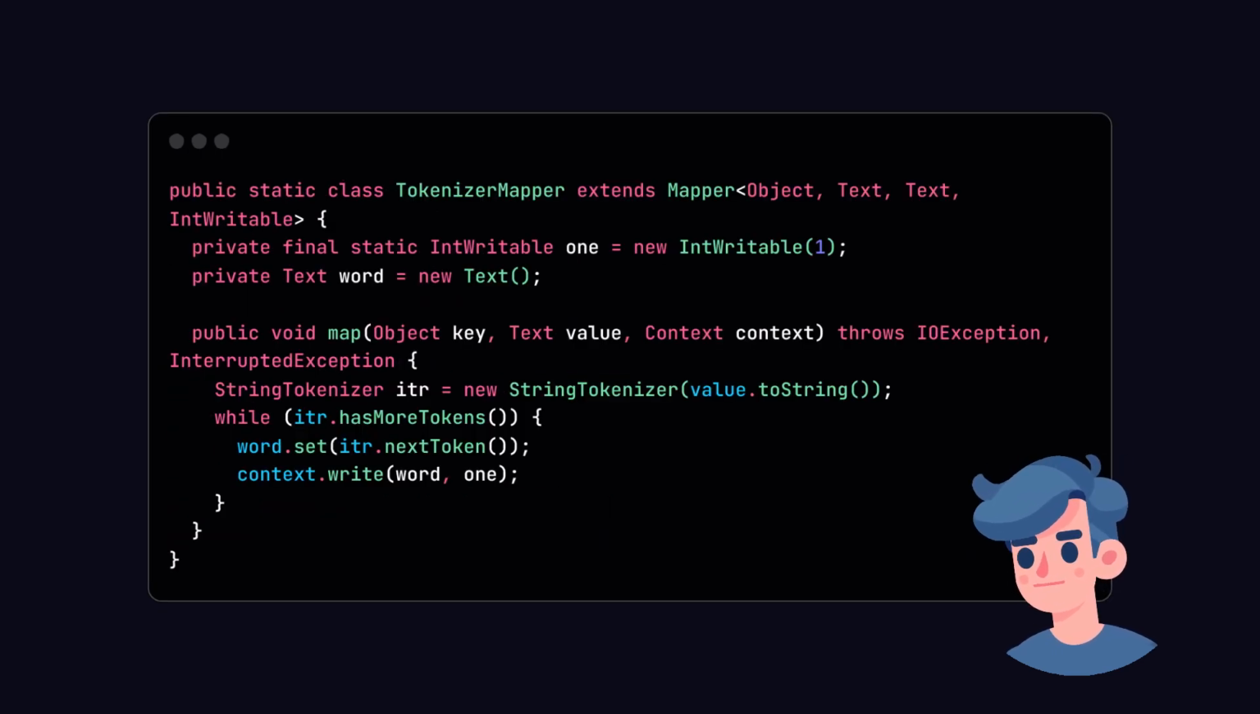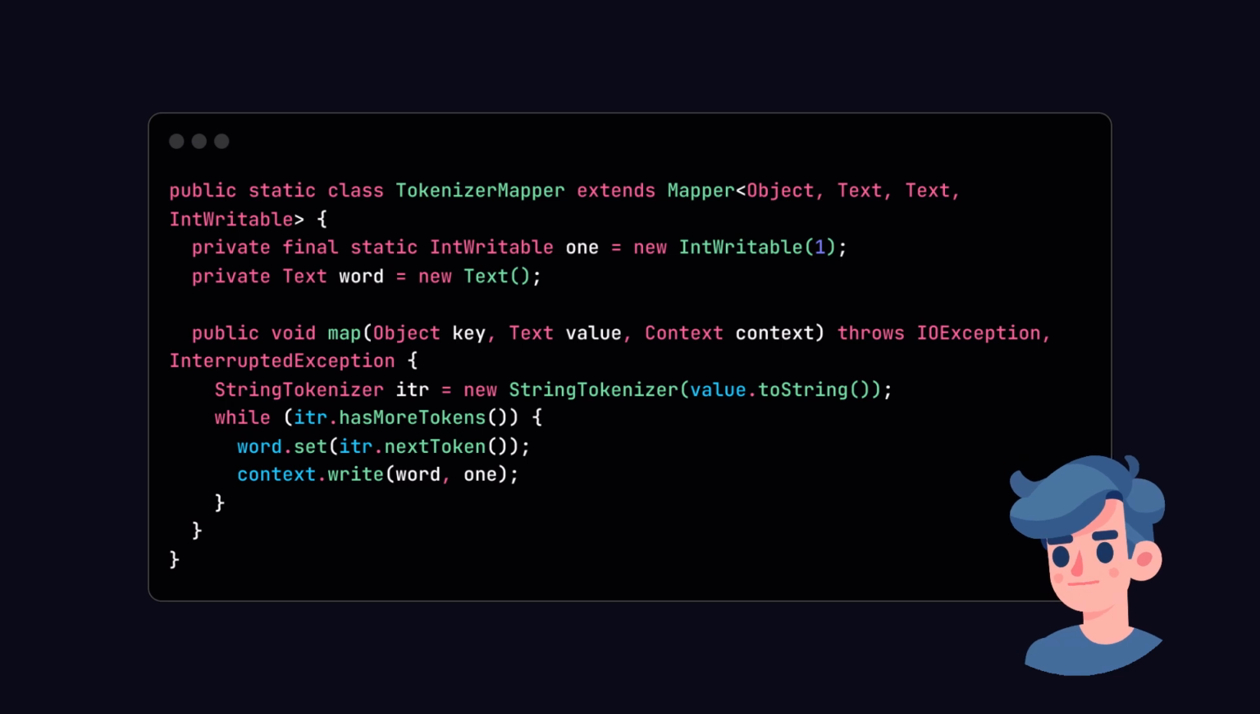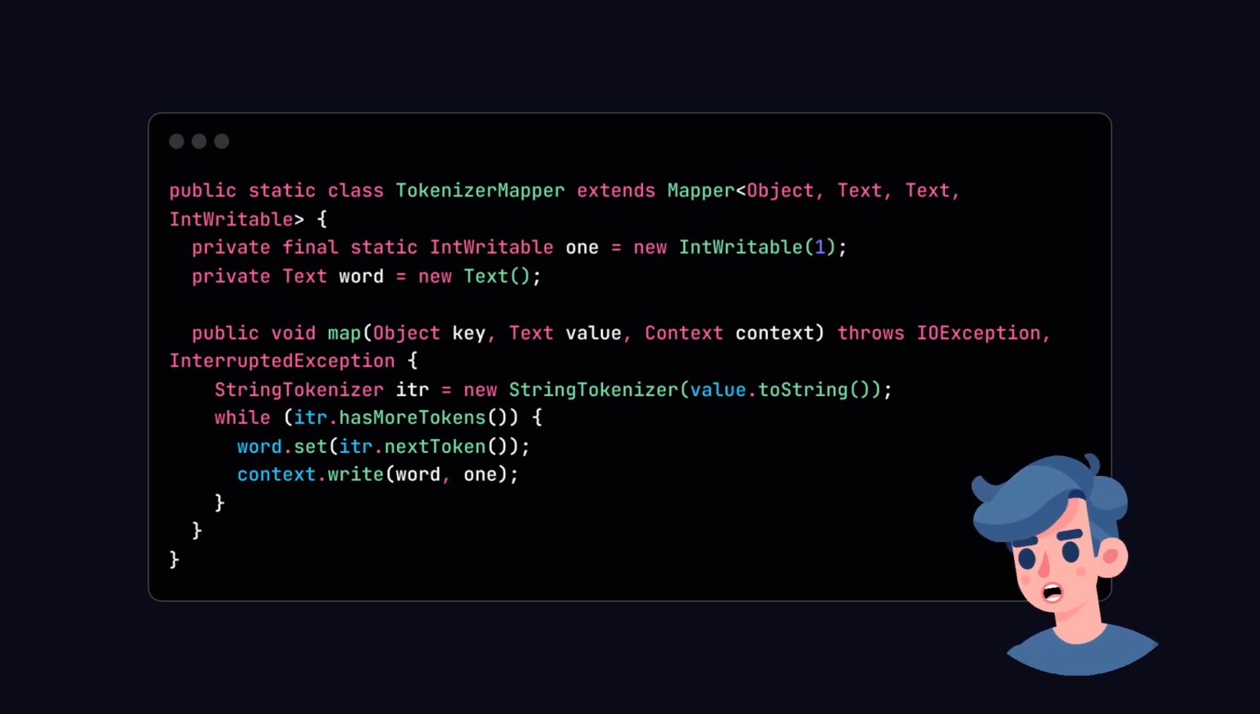Next, let's define our mapper class. This is where the actual mapping will occur. We'll create a mapper that takes in the input key and value, and will output a key-value pair representing the word and its count, which in this case starts at 1.